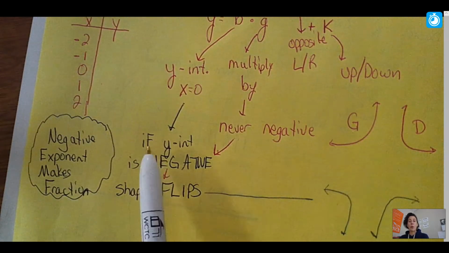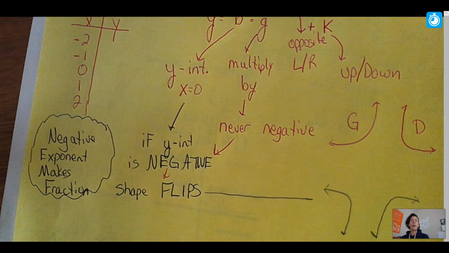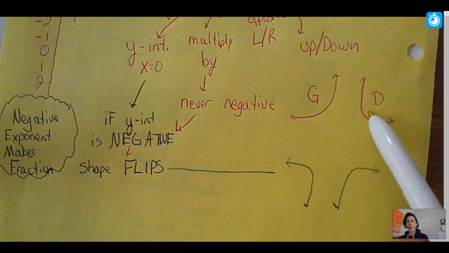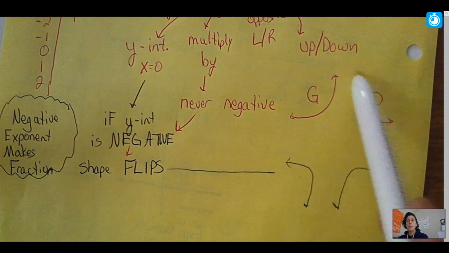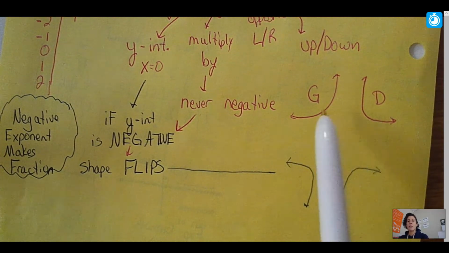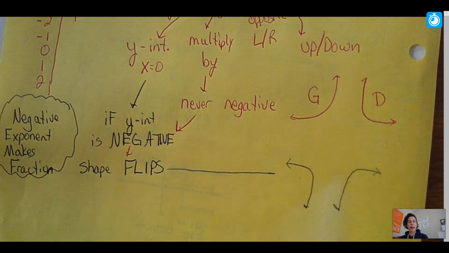And if your y-intercept is negative, what we learned about negatives hanging out in the front of our equations is that your shape is technically flipping. So your growth shape will look like this, and your decay shape will look like this. So it is important to try to get as many points graphed as you possibly can, so you can figure out what that shape's going to be.